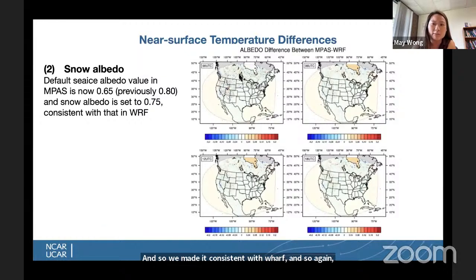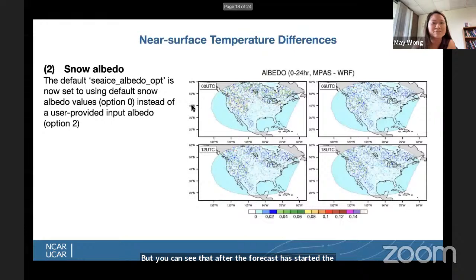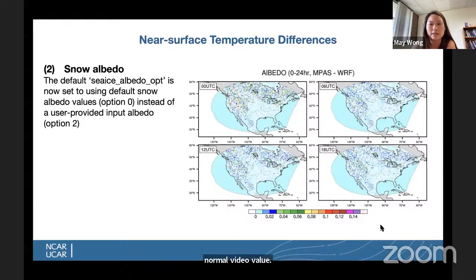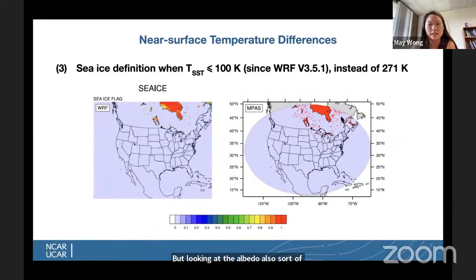And so again, at 0 UTC, this is the initial time from a snapshot of one of the forecast runs. The differences are certainly reduced, but you can see that after the forecast has started, the difference pops up again. In further investigation, we realized that the default sea ice albedo option in Mpass was set to option 2 by default, which means that the user should provide the input albedo, but that option is not available. What it should have pointed to was option 0, which uses the default snow albedo value. And with that change, you can see that now our albedo between Mpass and Wharf matches nicely over the Hudson Bay area.